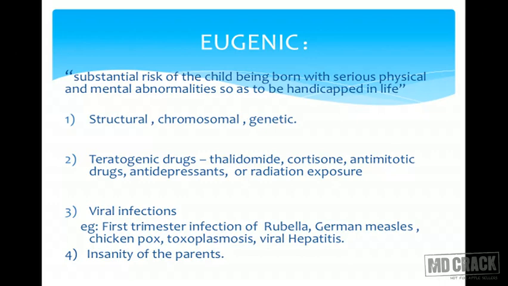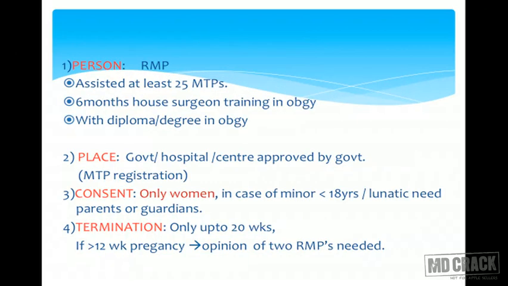And that comes under eugenic. Now, for conducting medical termination of pregnancy, the law mentions everything very specifically: the person, his training, the center, what the criteria should be, and that the center has to be registered. So let's see one by one what the criteria are.